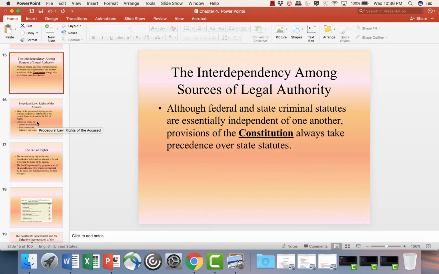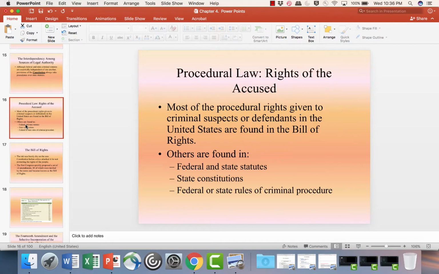So although federal and state criminal statutes are essentially independent of one another, provisions of the Constitution always take precedence over state statute. So I'm going to repeat that because it's really important that the provisions of the Constitution, so that is at the highest level of decision making, so the U.S. Supreme Court, which enacts law for the entire United States, that always will take precedence over the state statute.